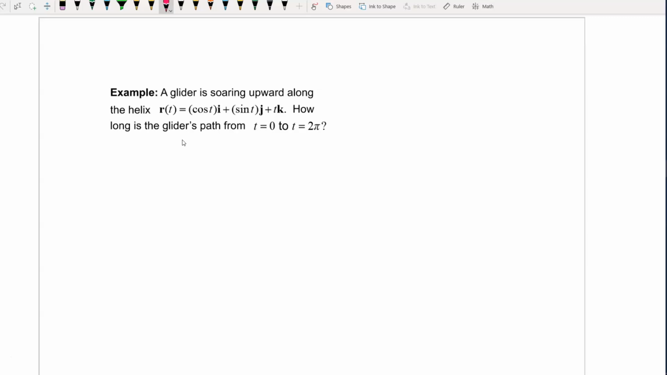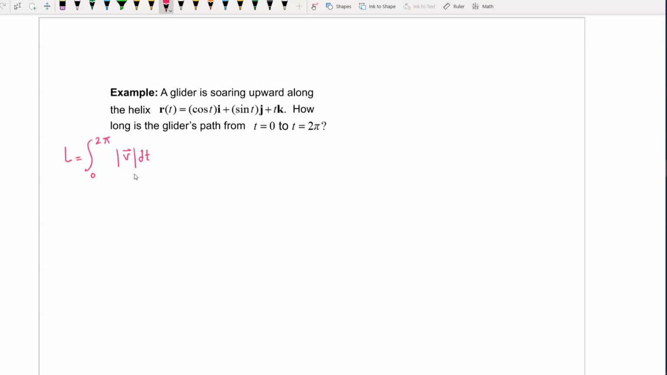So here is an example. The ladder is soaring upward along the helix r(t) equal to cosine t i plus sine t j plus t k. How long is the ladder's path from time equal to 0 to time equal to 2 pi? So we're going to compute the arc length of this helix between 0 and 2 pi. What we have for the definition of arc length is the integral from 0 to 2 pi of the absolute value of vector v dt, or in other words, the integral from 0 to 2 pi of the length of the velocity vector v dt.